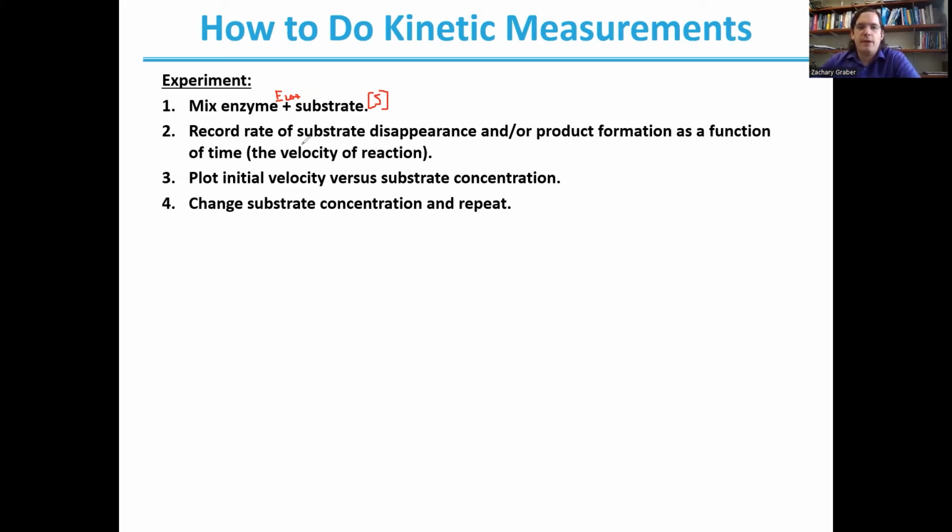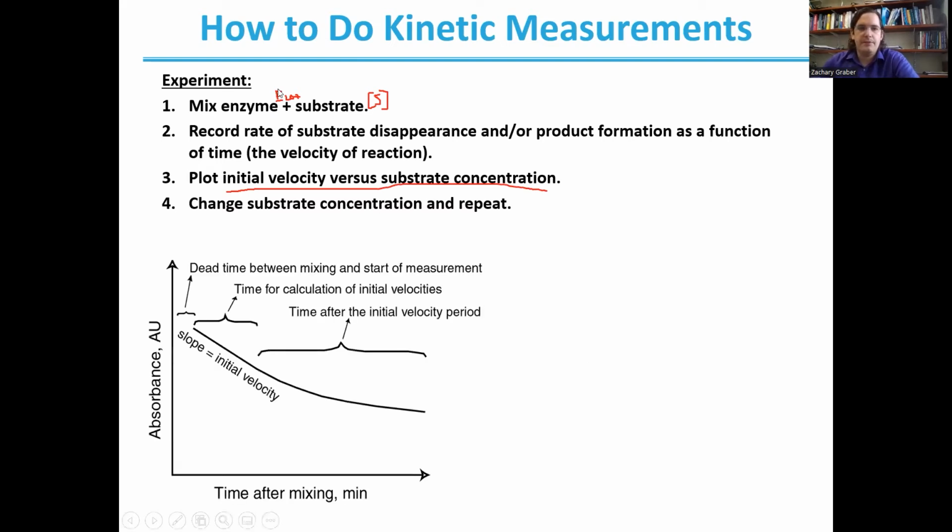And then we would record the rate of either substrate disappearance or product formation. Usually we might try to do this by measuring the absorbance of the substrate or the product and relating that to the concentration. But it would depend on, of course, what substrate and product you're forming here. We can then plot the initial velocity versus our substrate concentration, and then just change our substrate concentration and repeat.